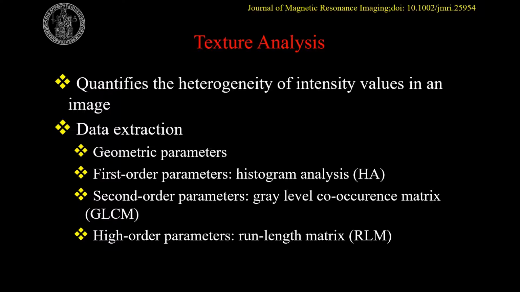Texture analysis quantifies the distribution of intensity values in an image, essentially studying their degree of heterogeneity. The data that may be extracted can be categorized in different groups, ranging from geometric to first-order parameters, such as those derived from histogram analysis, and higher-order ones, like those derived from gray-level co-occurrence and run-length matrices. The difference between these orders of features is that, while first-order parameters only reflect the heterogeneity of intensity values without any information on their spatial distribution, this information is retained in second and higher-order ones.